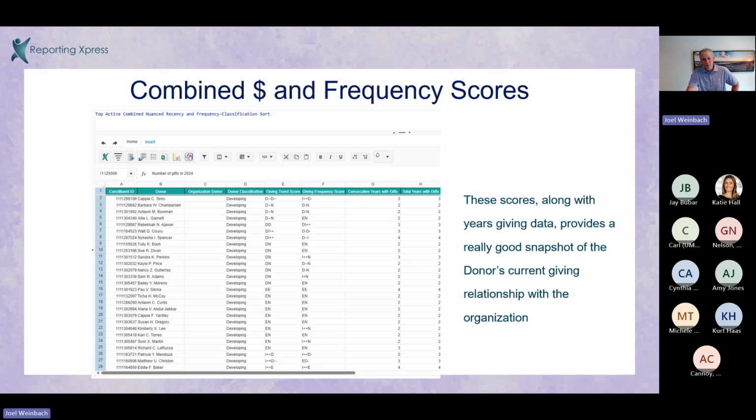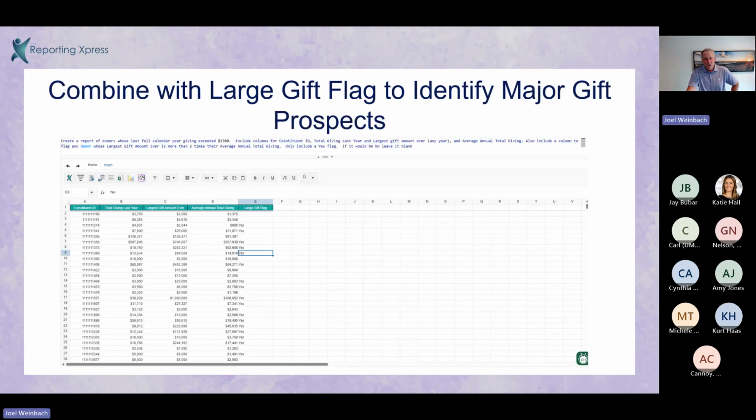And then I can augment that with consecutive years and total years giving, and pay attention to those 4 factors. And that'll really help me isolate donors that we need to put some attention to. And this is what you would use primarily on your top donors or on your active middle donors to spot mid-level prospects or prospects to become top donors. I can also throw in the large gift flag. So if I've made a single gift more than double my average giving, that shows that I probably am open to a major gift.